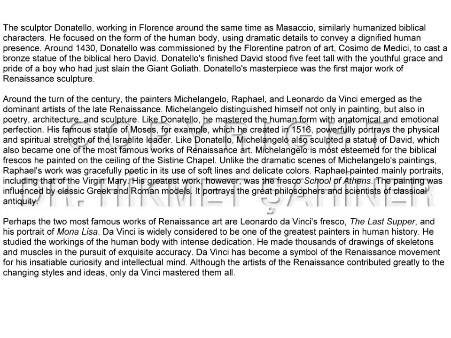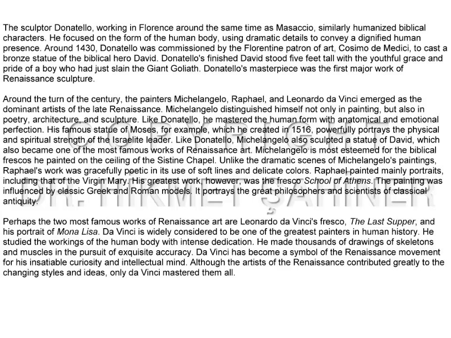The sculptor Donatello, working in Florence around the same time as Masaccio, similarly humanized biblical characters. He focused on the form of the human body, using dramatic details to convey a dignified human presence. Around 1430, Donatello was commissioned by the Florentine patron of art, Cosimo de' Medici, to cast a bronze statue of the biblical hero David. Donatello's finished David stood 5 feet tall, with the youthful grace and pride of a boy who had just slain the giant Goliath. Donatello's masterpiece was the first major work of Renaissance sculpture.